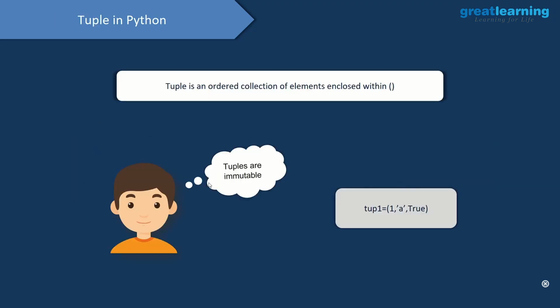So let's start with the first one, which is a tuple. As it is stated over here, a tuple is basically an ordered collection of elements enclosed within round braces, and tuples are immutable. Now, what do I mean when I say tuples are immutable? Once you create a tuple, you can't change the value which is present inside the tuple, right? And this is how you can create a tuple.